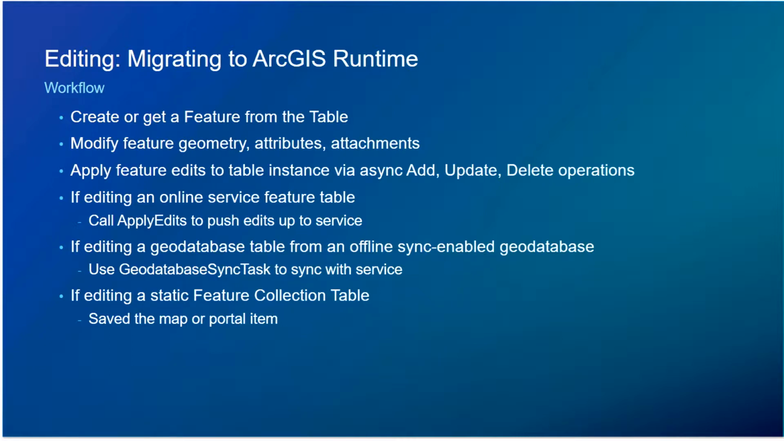And then it's important to think about where that data is stored. So if it's within a mobile geodatabase, then the data is immediately persisted within that database, but then you need to think about synchronizing that back with the service. If you're just editing a feature layer that came from a feature service, there's an apply edits call, and that pushes the edits back up to the service. And then if you're editing a static feature collection table, then you need to think about either saving the map, and that's where the features are persisted within the map, or you need to save the portal item that feature collection came from.